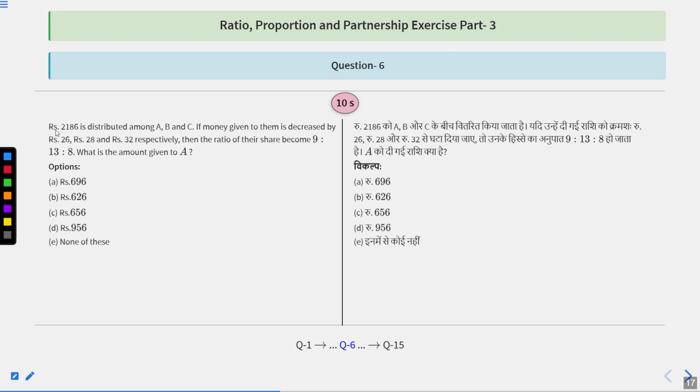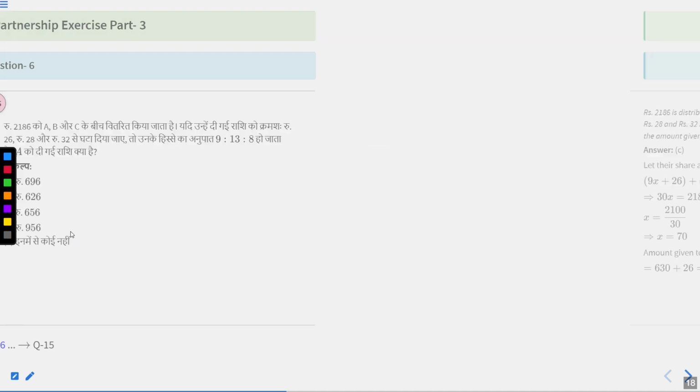Next question is, rupees 2186 is distributed among A, B and C. If the money given to them is decreased by rupees 26, rupees 28 and rupees 32 respectively, then the ratio of their shares becomes 9:13:8. What is the amount of money given to A? You have 5 options and 10 seconds to analyze the question. Your time starts now. Now time's up. Let's see the solution.